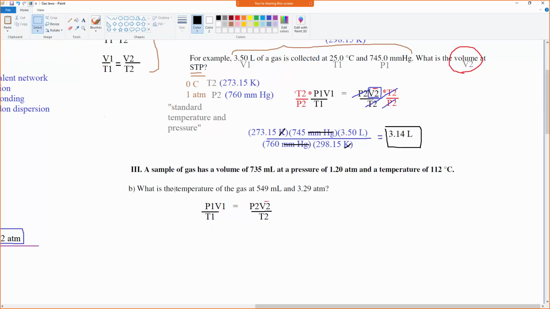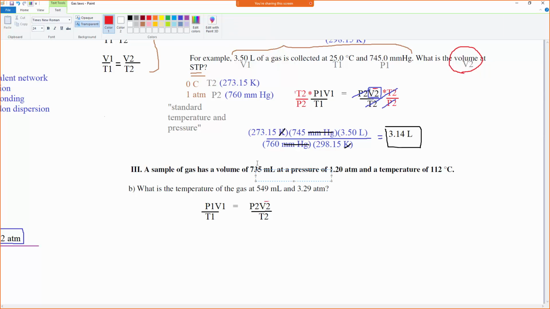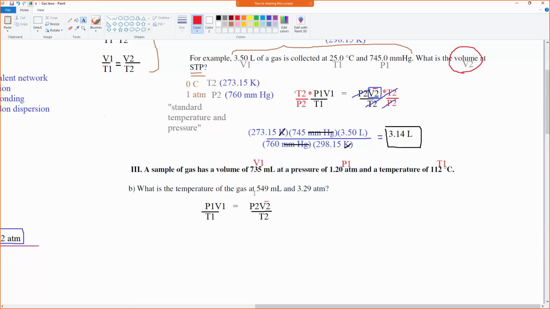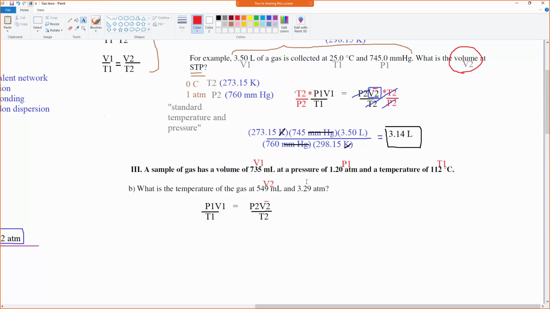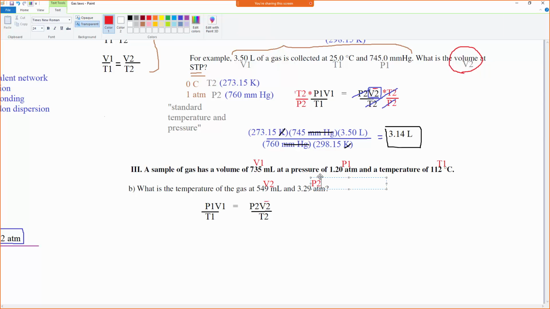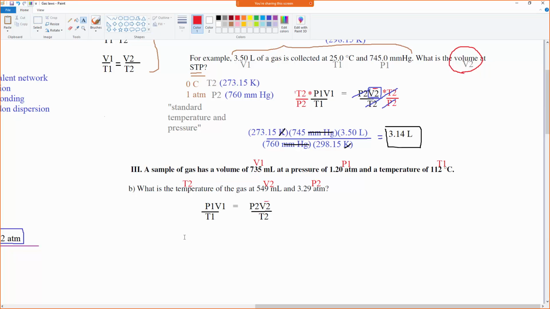Okay, so if we're solving for temperature, this is my V1. This is my P1. This is my T1. It's easy to get lost, so it's good to label them. This is my V2. And this is my P2. Okay. And they want to know T2. What is the temperature? So we have to solve for T2. Again, we have to get it on top and by itself. What should we do here? How do you want to solve that problem?